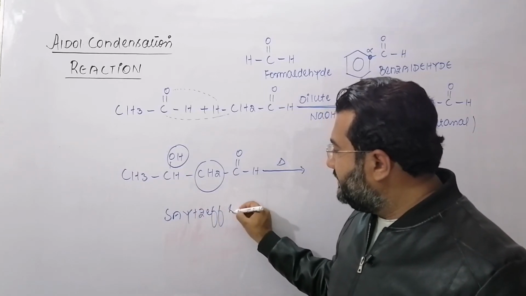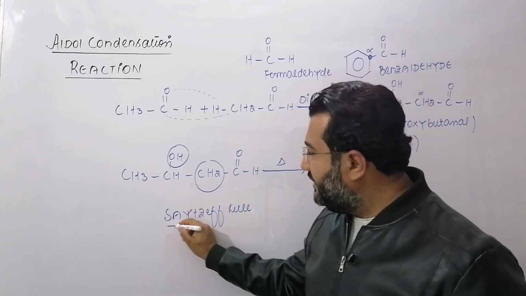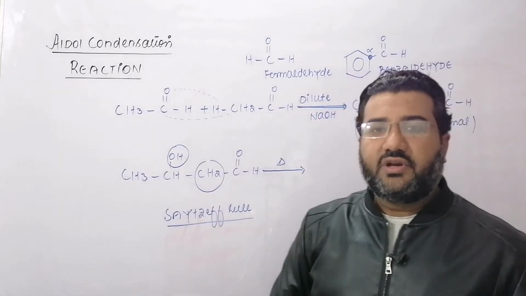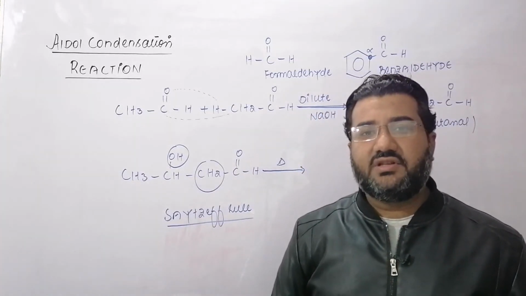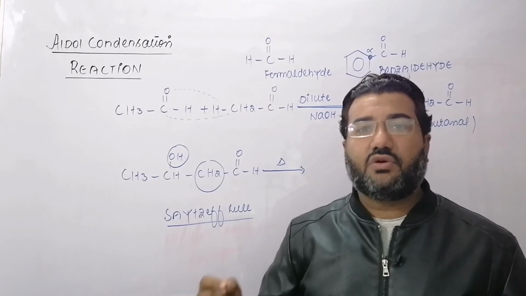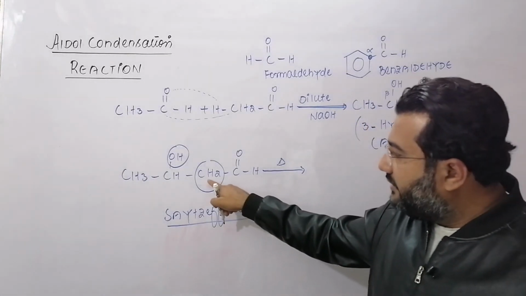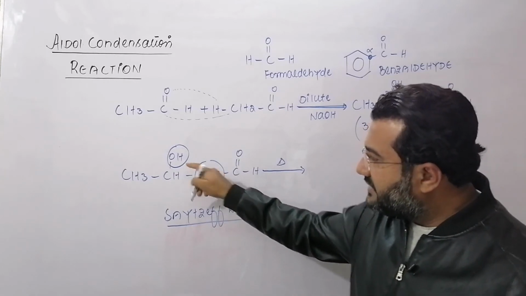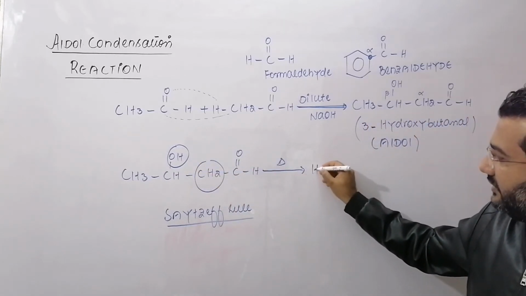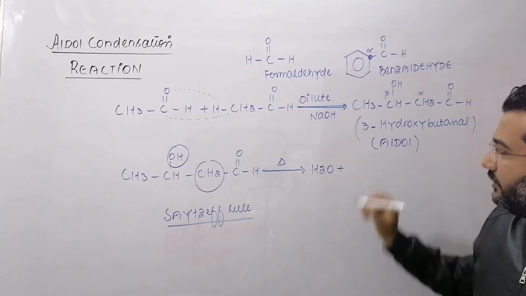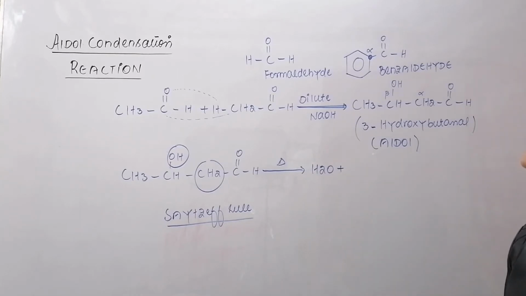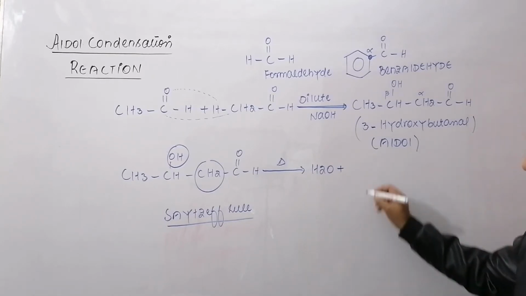So according to the Saytzeff rule, whenever the hydrogen is removed during an elimination reaction, the hydrogen will be removed from that carbon which already has lesser number of hydrogen atoms. So hydrogen from this carbon and OH from this carbon will combine to form water, and in this way the water molecule is removed from this aldol, or it is dehydrated.